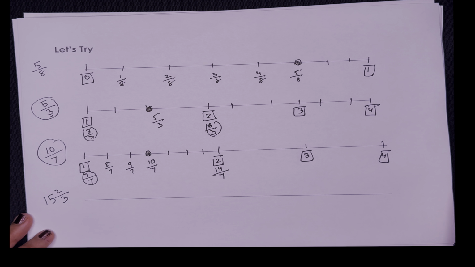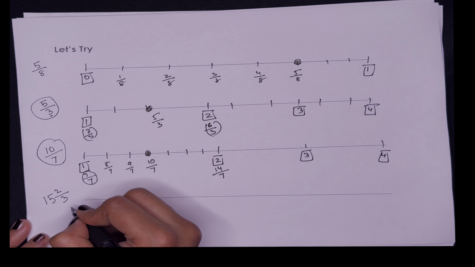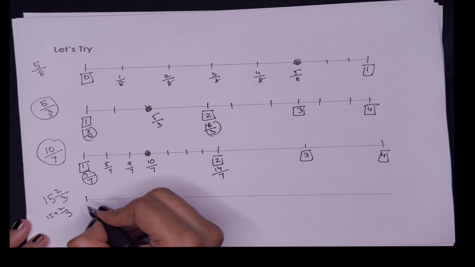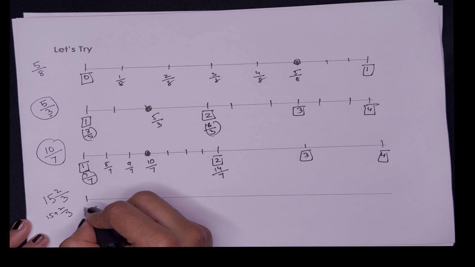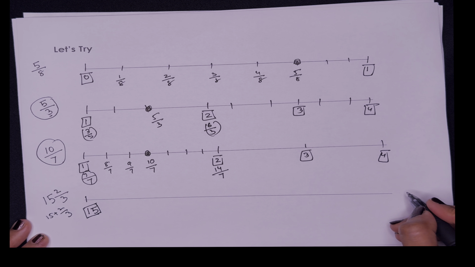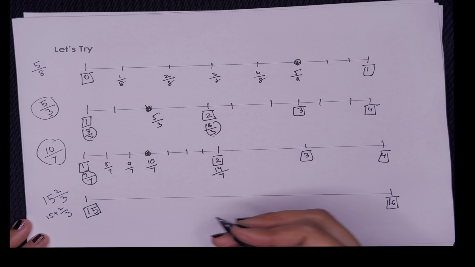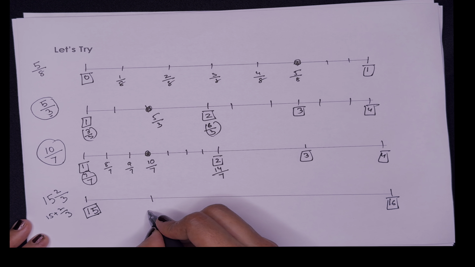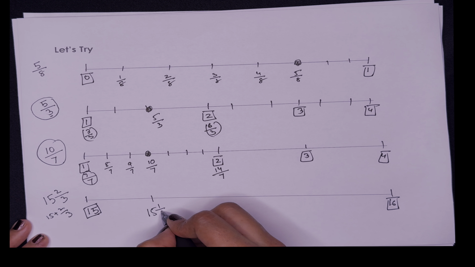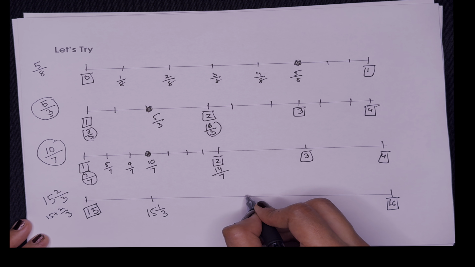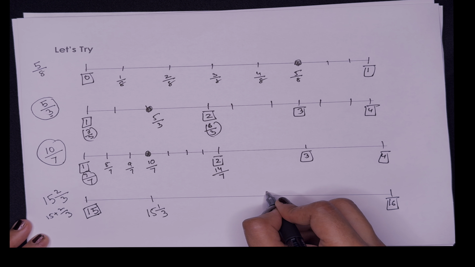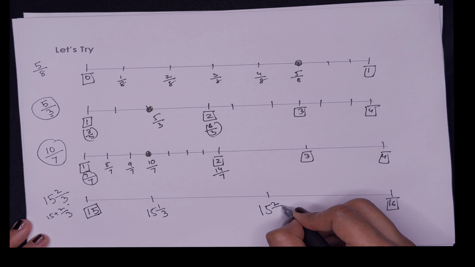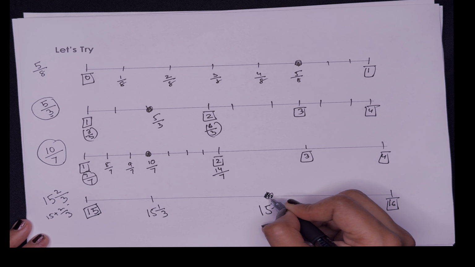Now the last example. 15 2 by 3. That means 15 plus 2 by 3. So obviously the mixed fraction will lie between 15 and 16. So 15 2 by 3. First one will be 15 1 by 3. First of all, we have to make two lines because the denominator is 3. This is 15 2 by 3. So this is our desired value.